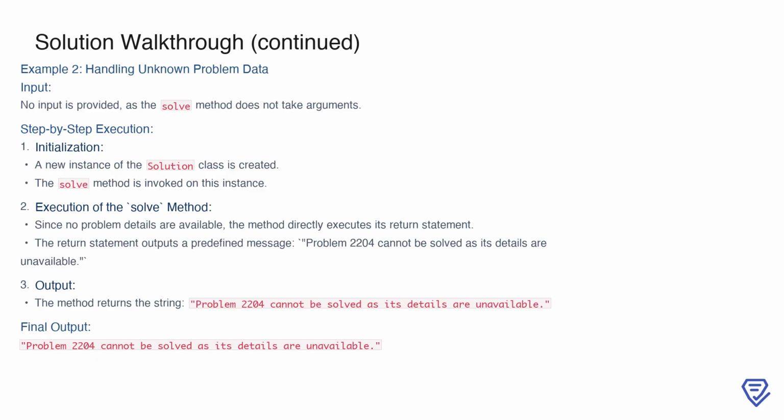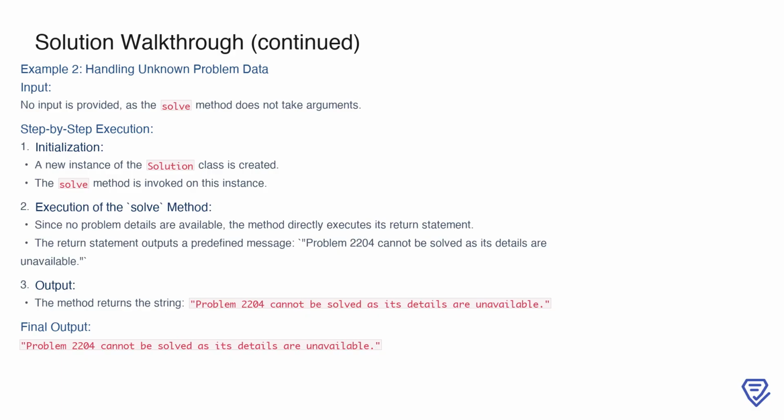Now, let's consider the scenario where the problem data remains unknown to the solve method. Again, no input is provided since the method does not require arguments. As before, we initialize by creating an instance of the Solution class and invoking the solve method on it. The method directly executes its return statement, which outputs the same predefined message, "Problem 2204 cannot be solved as its details are unavailable." The execution flow is straightforward, as the method does not depend on any external data or additional operations.